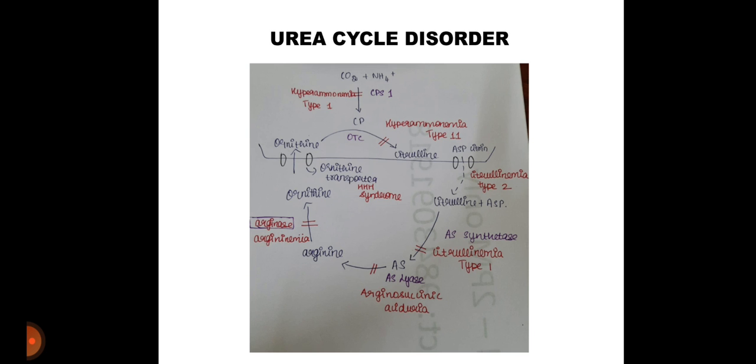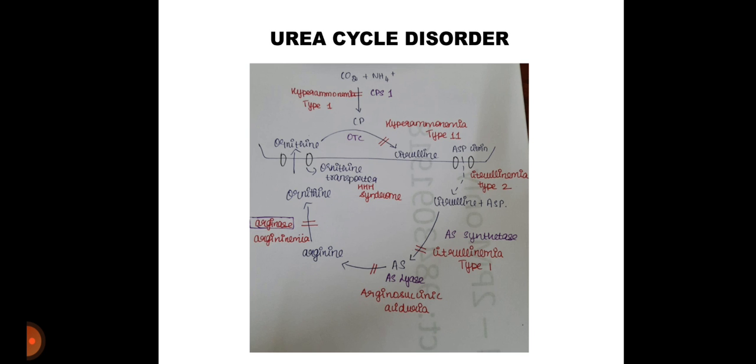Coming on to the next enzyme, that is ornithine transcarbamylase, where CP combines with ornithine to form citrulline. When the OTC enzyme, that is ornithine transcarbamylase, is defective, it causes hyperammonemia type 2. Then citrulline combines with aspartate to form arginosuccinate. The enzyme used there is arginosuccinate synthetase. When this enzyme is defective, it causes citrullinemia type 1.